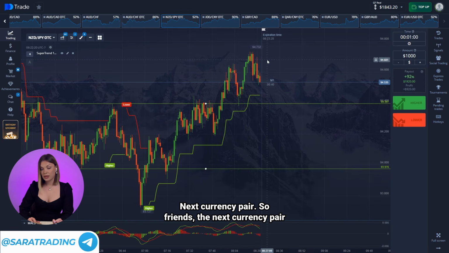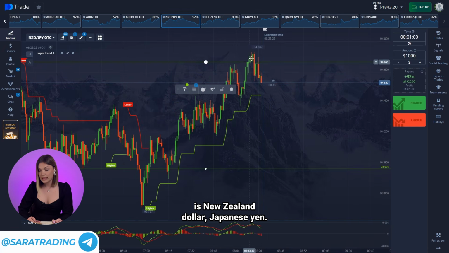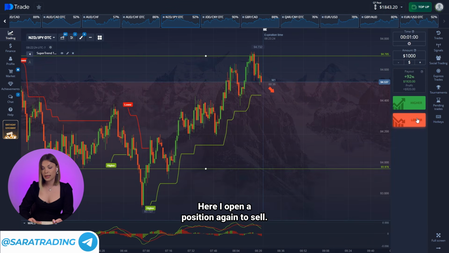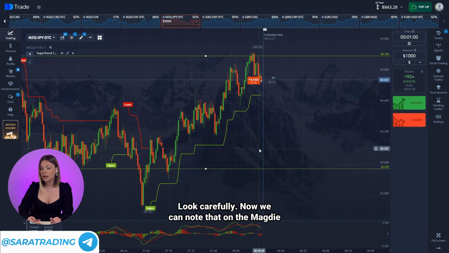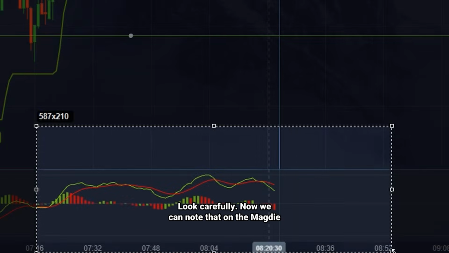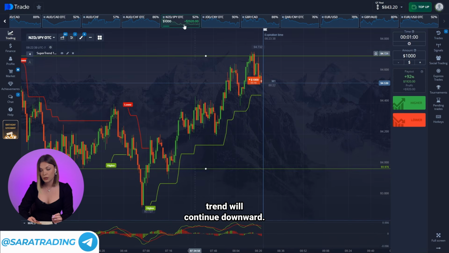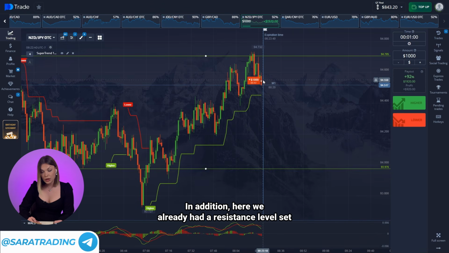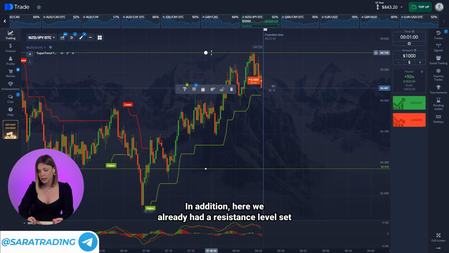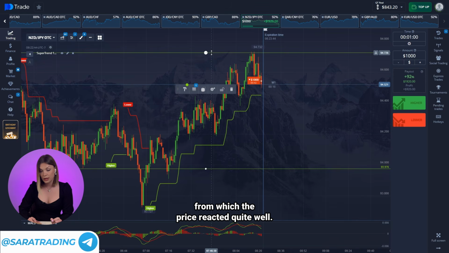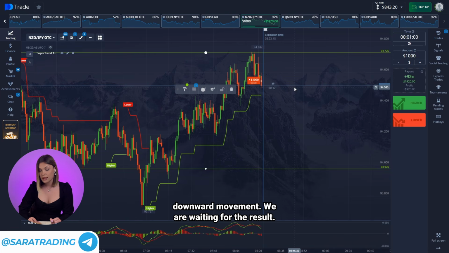So friends, the next currency pair is New Zealand dollar, Japanese yen. Here I open a position again to sell. Look carefully. Now we can note that on the MACD indicator we have an intersection of two moving averages. Also, our price volumes begin to fall. Accordingly, everything indicates that the trend will continue downward. In addition, here we already had a resistance level set from which the price reacted quite well, and our task is simply to open in the direction of this downward movement. We are waiting for the result.